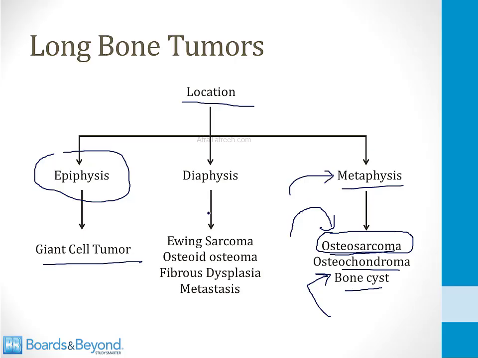And then finally, many of the other tumors we talked about in this video occur in the diaphysis, which is the shaft of a long bone. So if the lesion is here, then you should think of Ewing sarcoma or osteoid osteoma or fibrous dysplasia or metastasis from another site. Metastasis from another site often also goes to the long bone, so that's another thing you should think of. But the point here is that by identifying the location in the long bone, you can really narrow down your differential diagnosis, and that's often enough to pick out the right answer.